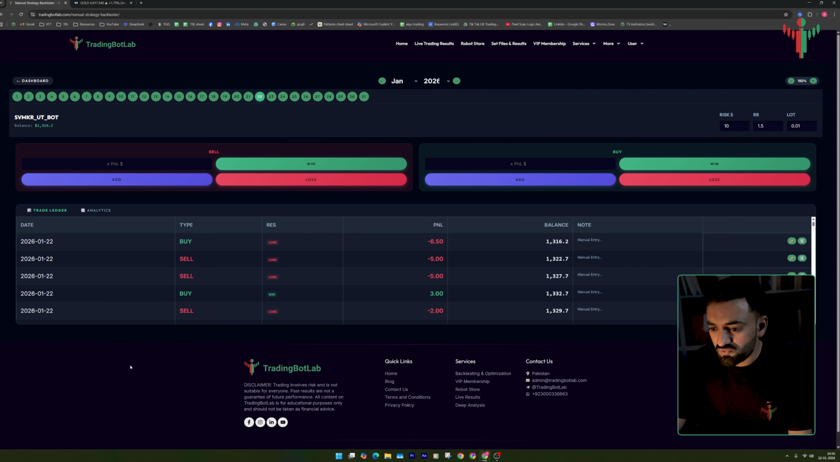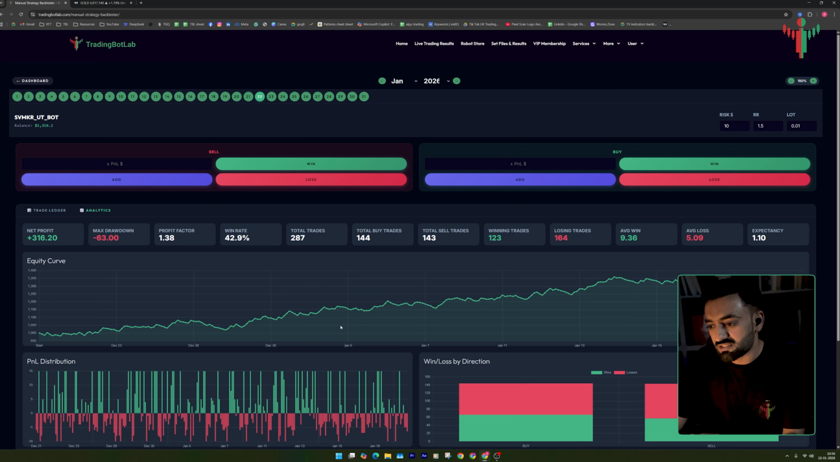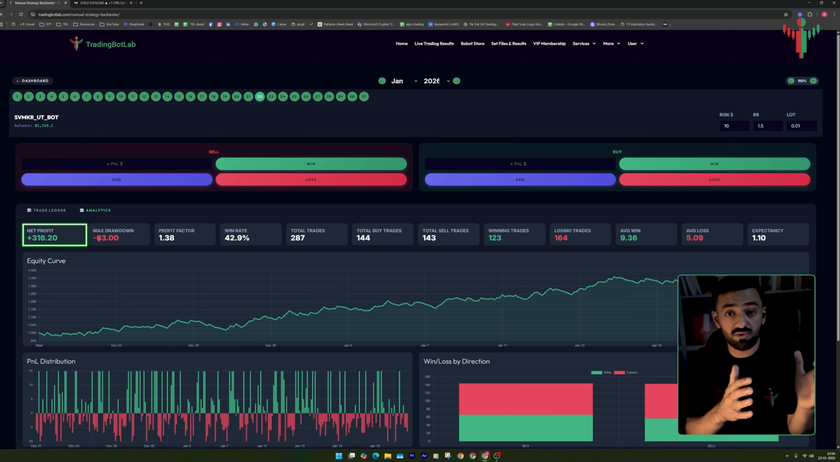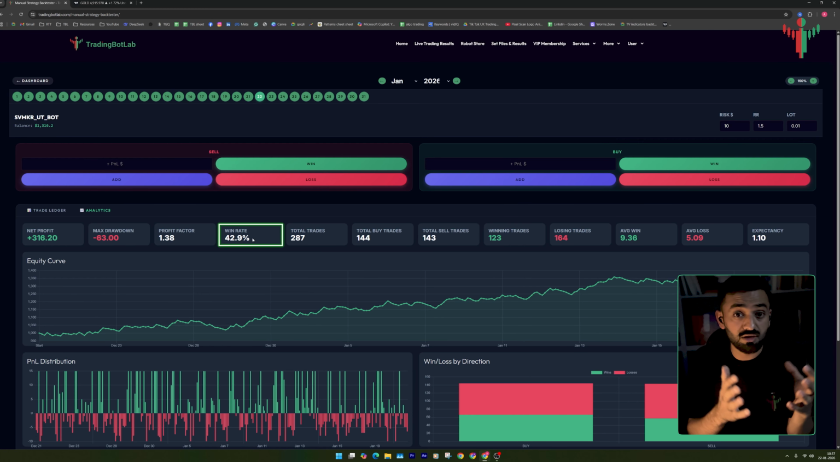So here on the screen you can see the list of all these trades. On the other tab, here is the analytics tab. We can see the progress, the profits, and everything. Like total net profit is $316. The max drawdown goes to minus $63. And yes, it's an amazing strategy. Like for a risk of $63, it made $316. The profit factor is 1.38. The win ratio is 42, but it made good profit.